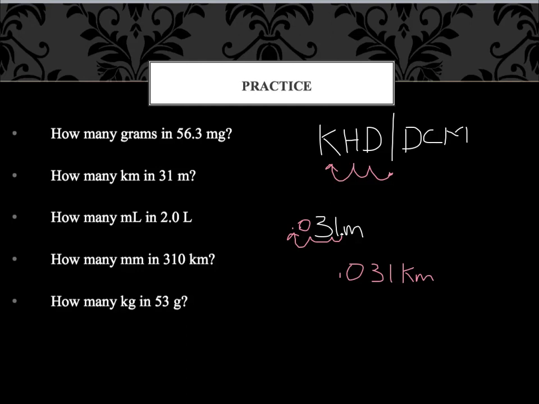Okay, so at this point, go ahead and pause the video, give those other 3 a shot, and then you can resume the video and I'll put the answers up for you to check. Alright, so there is your final 3 answers right there. So 2,000 milliliters, 310 million millimeters, and 0.053 kilograms. Alright, if you had any questions during the course of these notes, make sure you write them in your notebook. Tomorrow in class, we'll talk about them at the beginning.